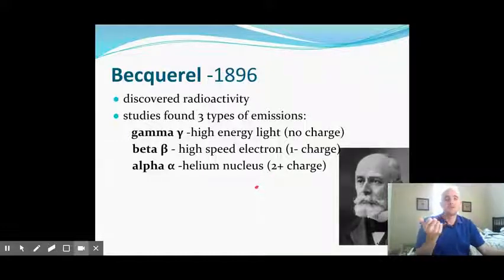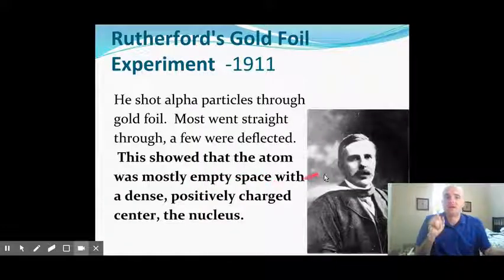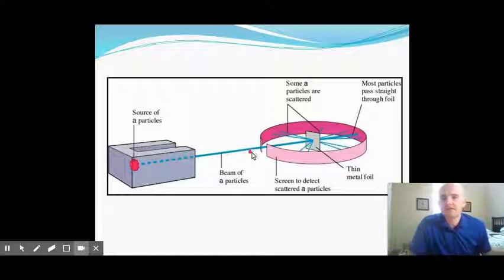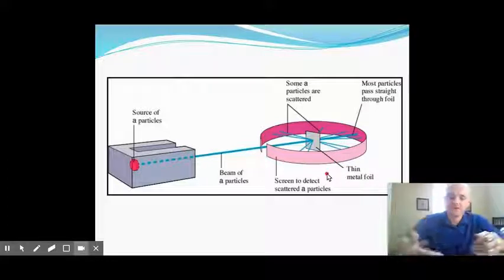Becquerel discovered radioactivity in 1896, and he really discovered the alpha particles. That's going to be important for this guy because Rutherford was able to use alpha particles to shoot them at a piece of gold foil. What he did is he would fire these alpha particles straight down the beam and onto a piece of gold foil. He expected them to go all the way through and maybe be deflected just a little bit, but some of them were deflected straight back, and this totally shocked him.